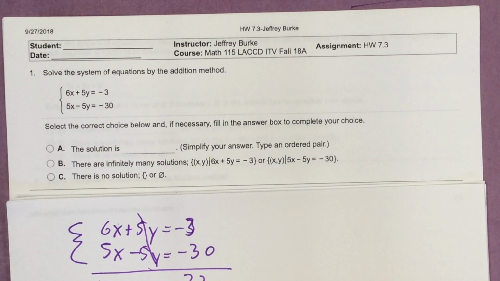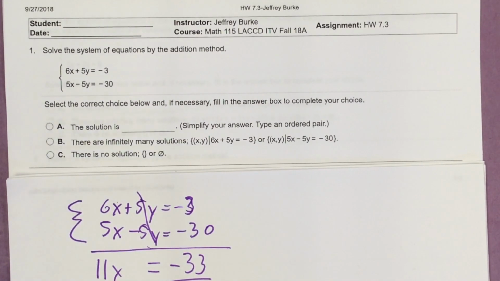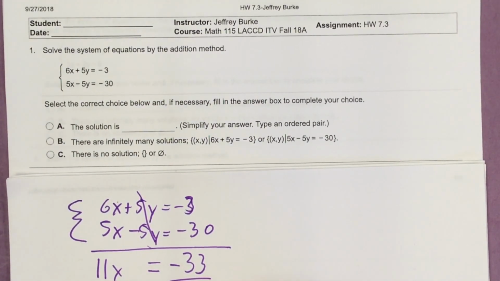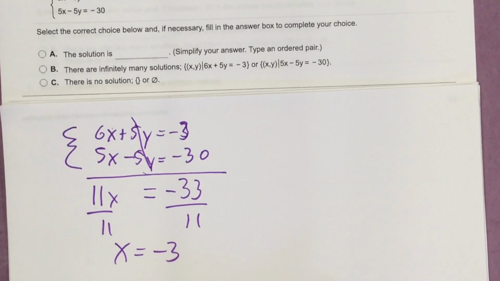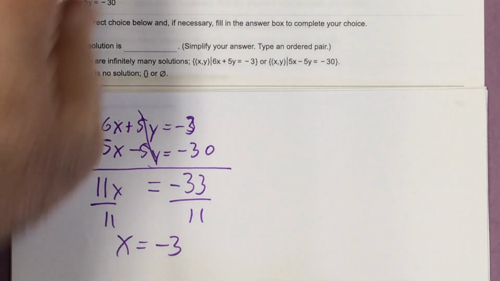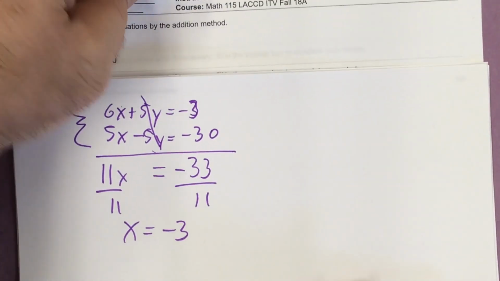Once we eliminate one of the variables, we get one equation with one variable, which we can solve, at least for the x value. So when we divide both sides by 11, we're going to get x is equal to negative 3. I'll show that down here. I think that work was not showing before. I'll go ahead and bring this up here a little bit.